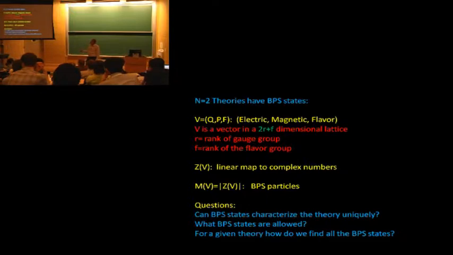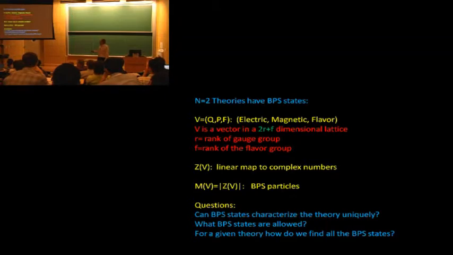What BPS states are allowed? Presumably, I cannot give a random association of certain degeneracies for each vector element. There should be some consistent rules. What do the consistent theories correspond to as far as the choices of the degeneracies of these BPS states? And on the reverse side, if I am given a particular theory, like a gauge theory, SU(2), SU(3), or whatever the gauge group is, can we figure out what these degeneracies are? So these are the set of physics questions that we would be interested in.